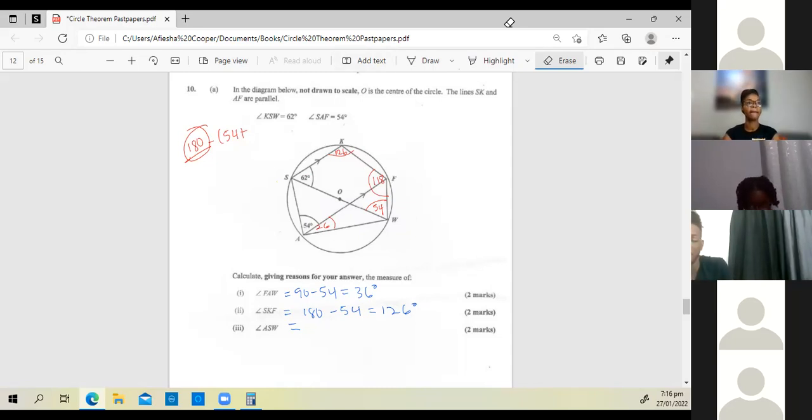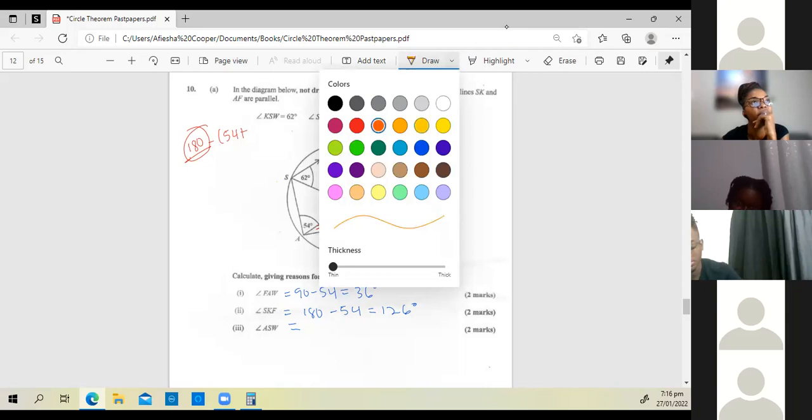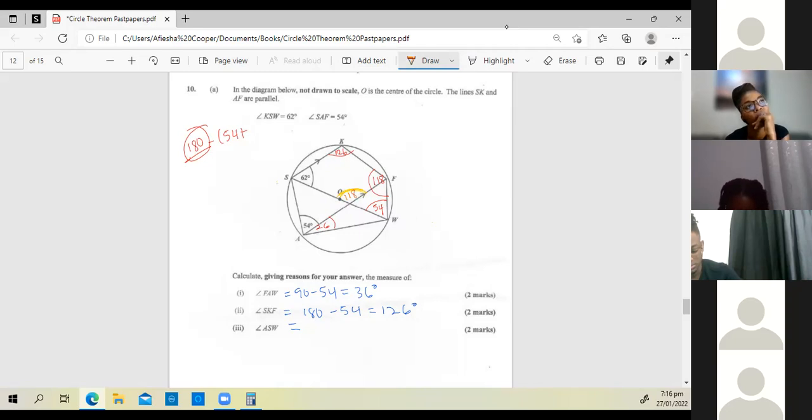What they told us about the parallel lines: AF is parallel to SK. What does that tell us about this angle here? Miss, is it 118? From knowing that, what else do we know? What about here? Miss, 62 degrees. Where else can we find?